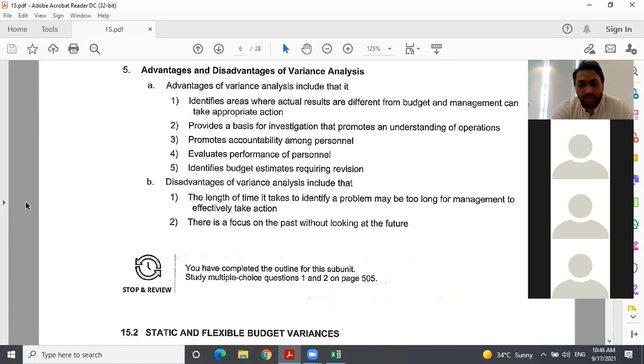What are the advantages and disadvantages of variance analysis? Advantages include that it identifies areas where actual results are different from budget and management can take appropriate action, provides a basis for investigation that promotes an understanding of operations, promotes accountability among personnel, evaluates performance of personnel, and identifies budget estimates needing revision. Disadvantages include that the length of time it takes to identify a problem may be too long for management to effectively take action. There is a focus on the past without looking to the future.